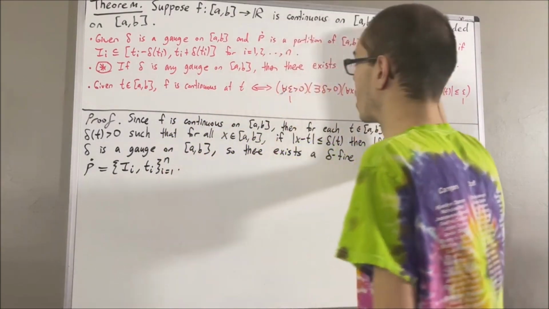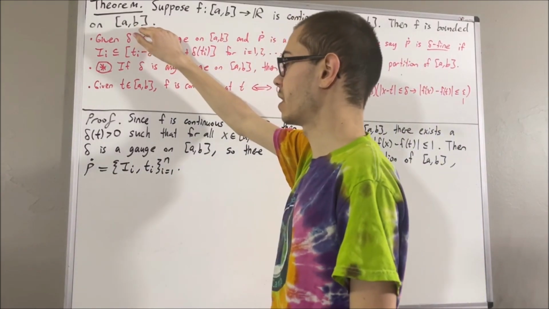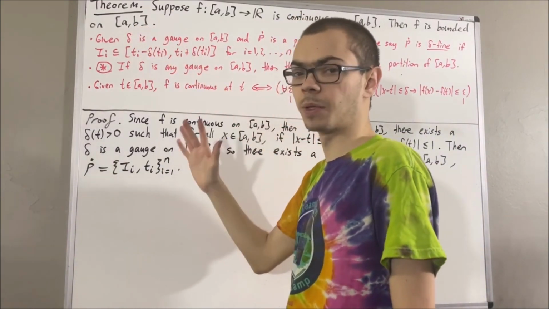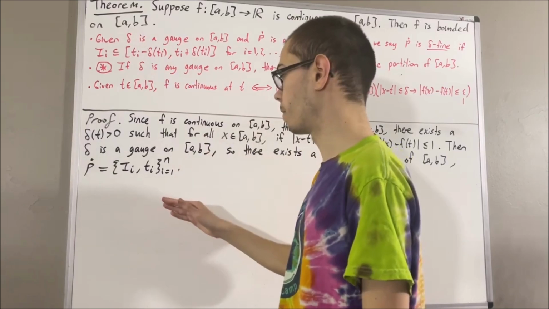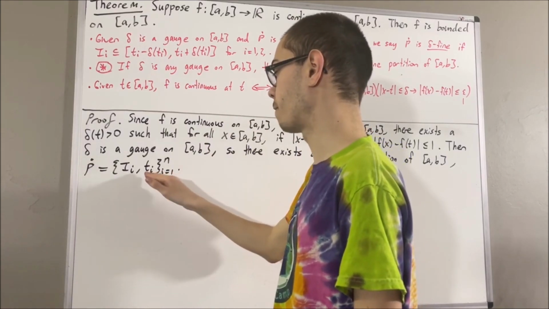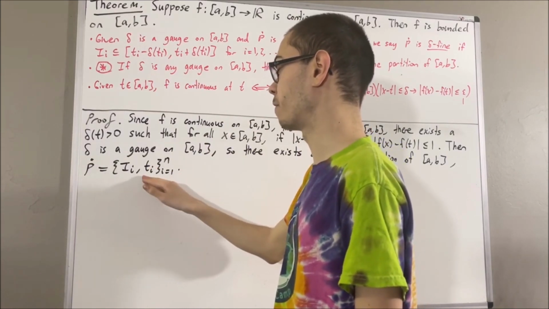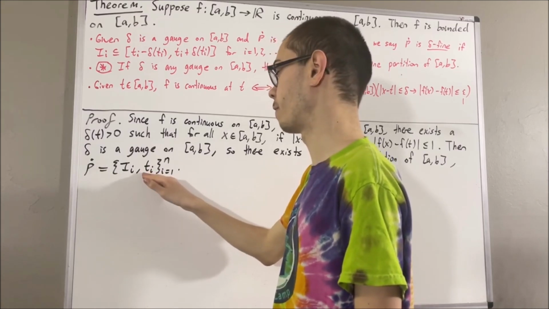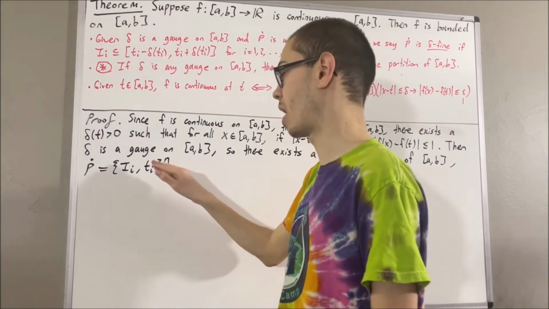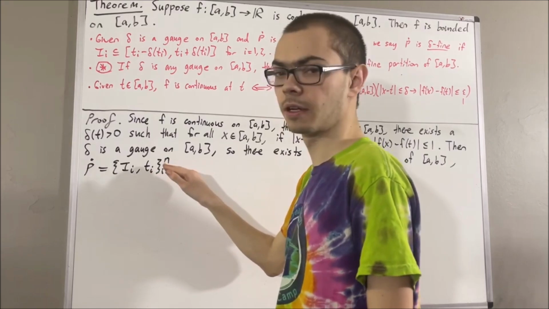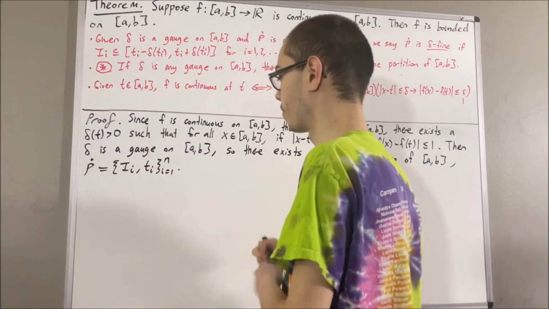Now to show f is bounded on [a, b], the idea is we consider the maximum value of the list: absolute value of f of t1, absolute value of f of t2, absolute value of f of t3, and so on up to absolute value of f of tn. We're going to call that value k.